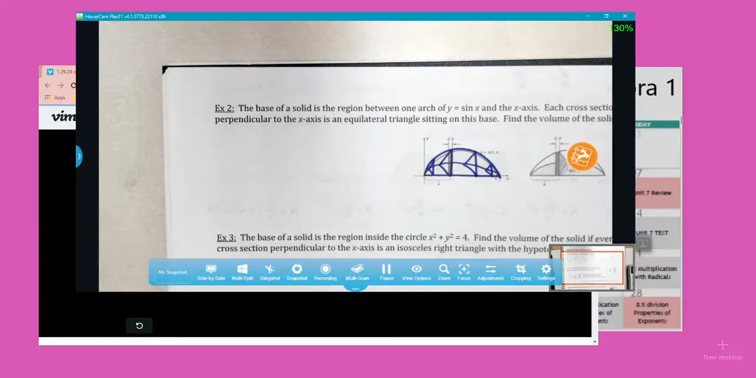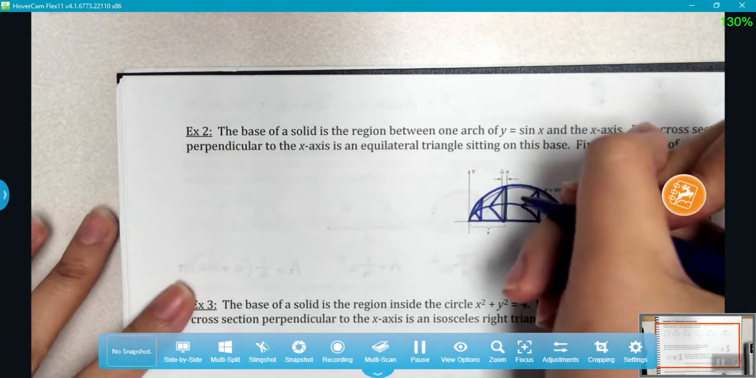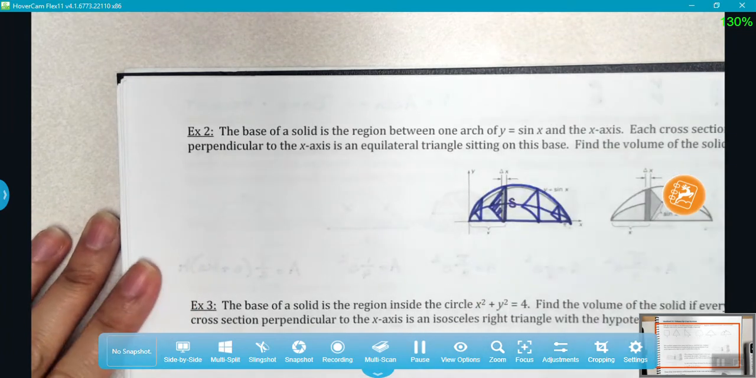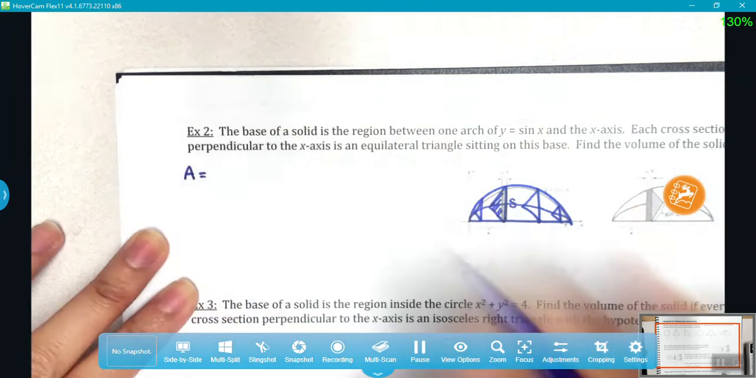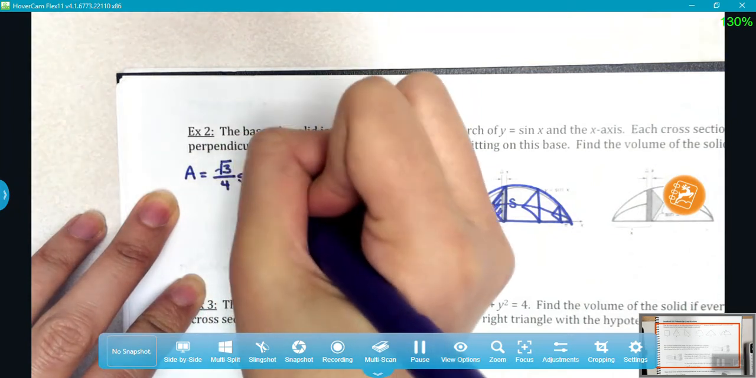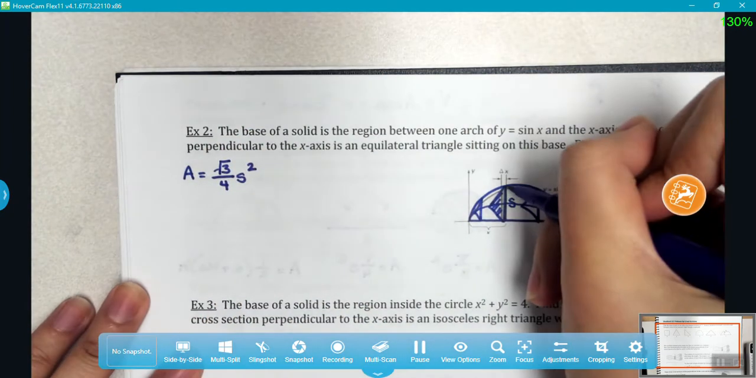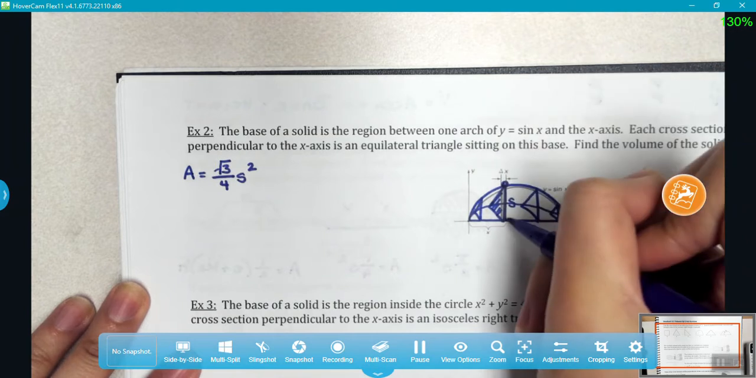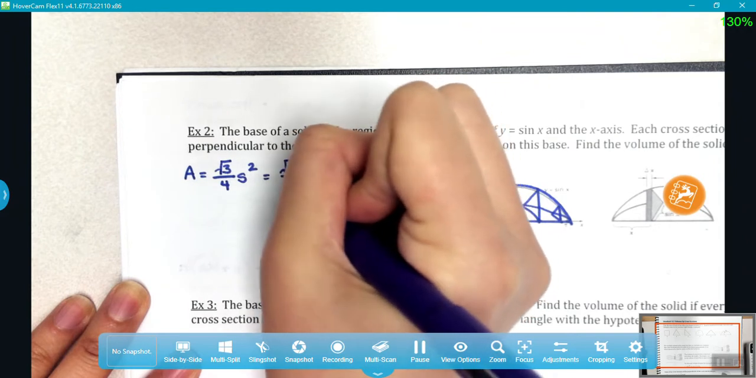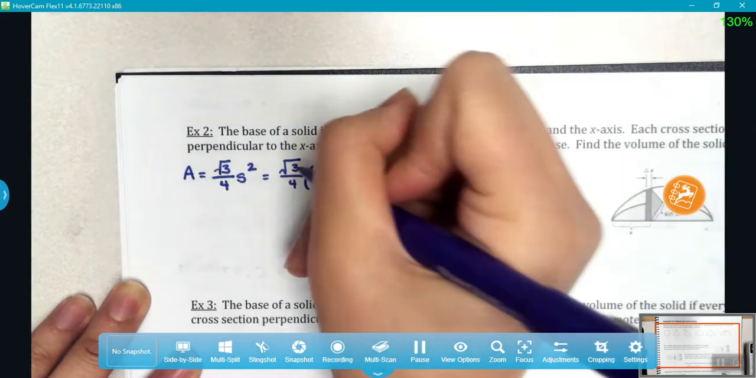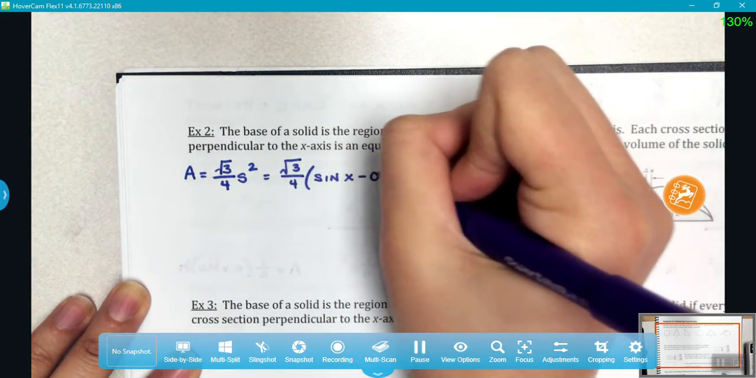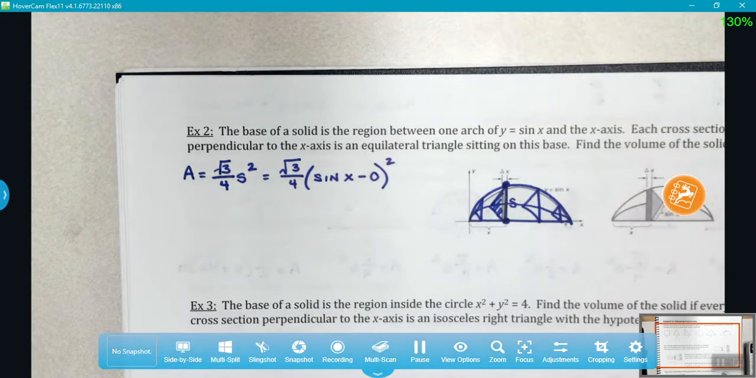It's nice and close. All right, so we need the area of one cross section. Remember, the base is this S right here. So area of an equilateral triangle is √3/4 side squared. And our side is going to be from the top to the bottom. So √3/4. Our top function is sine x, and our bottom function is 0, and squared. Okay?